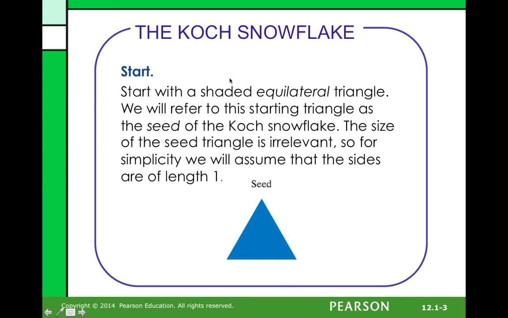So to begin construction of the snowflake, you start with a shaded equilateral triangle, and we will refer to this starting triangle as the seed. So the seed is always sort of the start point of the construction. The size of the seed triangle is irrelevant, so you can just assume that the sides start with length 1. So it's an equilateral triangle, all three sides have length 1.